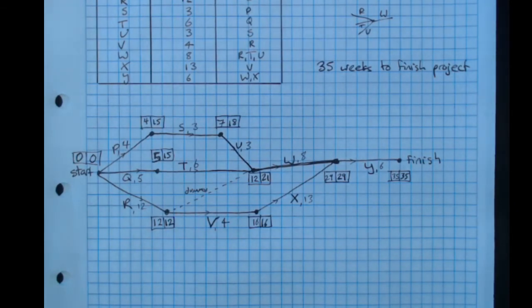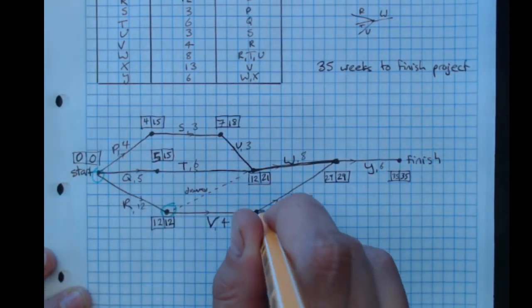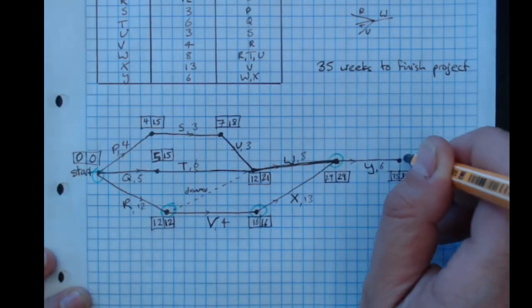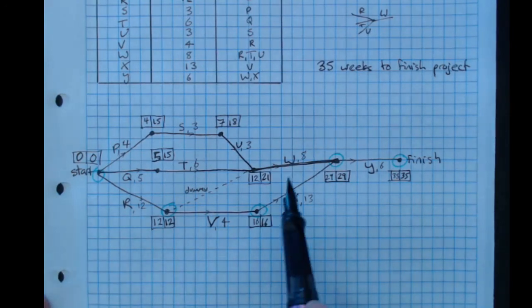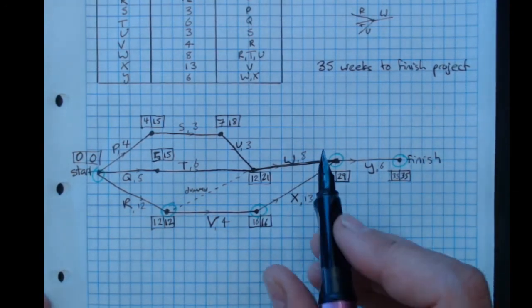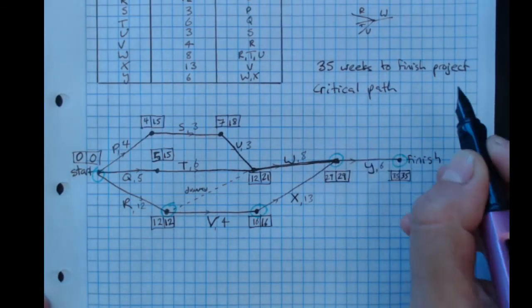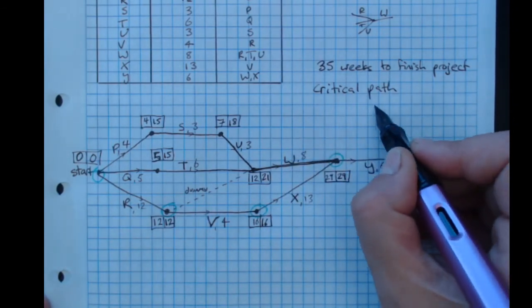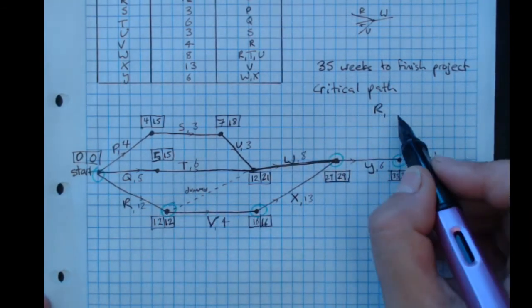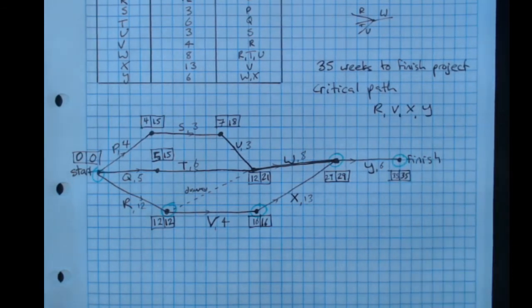Then to find the critical path, you circle all the vertices where the two numbers are the same, because those are the vertices where there's no possible flexibility. That's the path that takes the longest, so that's what defines the fact that it takes 35 weeks. And so the critical path is from the start R, V, X, Y, or you could have put dashes.